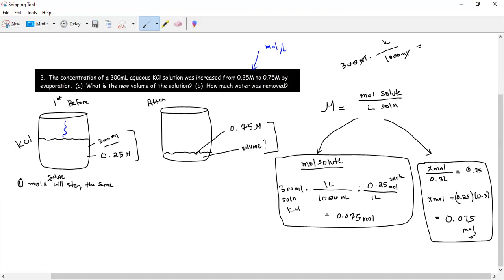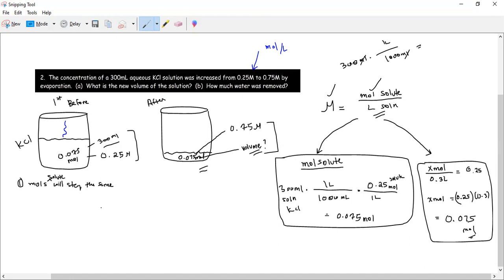So now we know the moles, right? We have the moles. And we can go back to looking at the second scenario. Of course, there are 0.075 moles of solute in this case, and there are 0.075 moles of solute in this case as well. Of course, the moles of solute won't change with evaporation. And so in order to calculate the volume, which was our original goal, we could plug in molarity, which we have, and mole solute, which we now have, and then solve for liter solution.